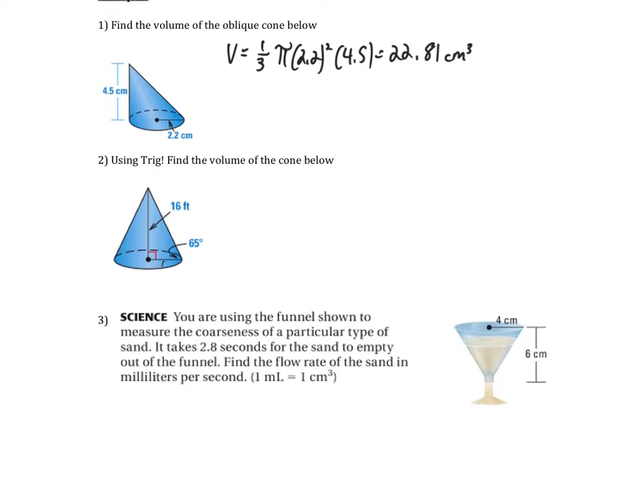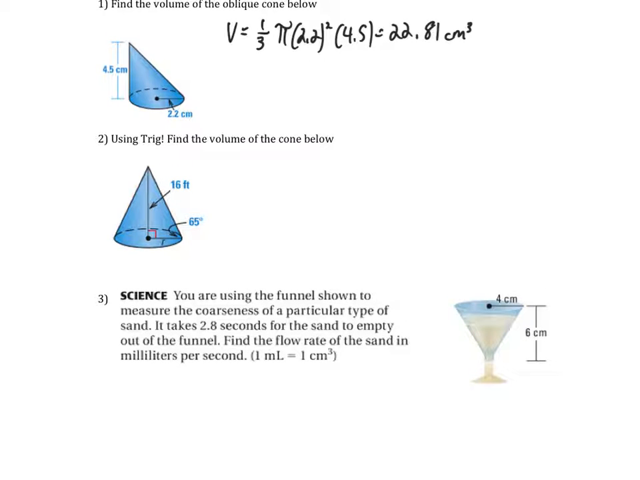Okay. Number 2, give it a shot on your own. You're going to have to use some trig. So give yourself a second, hit pause, see if you can figure it out. Round your final volume to 2 decimals, and then let me know what you get. All right, so hopefully you've done that.